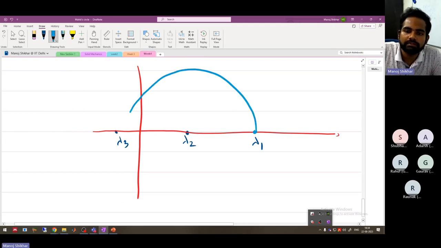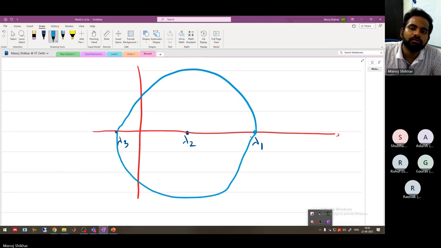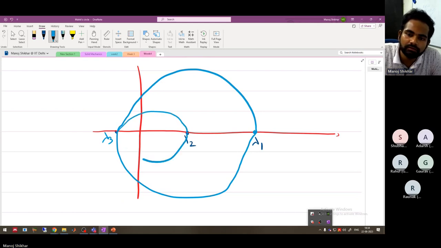Maybe I should draw it somewhere here. So in that case, this is our Mohr circle. Suppose we consider a stress matrix where E1 was aligned towards one of the normals. So there the Mohr circle will be like this.